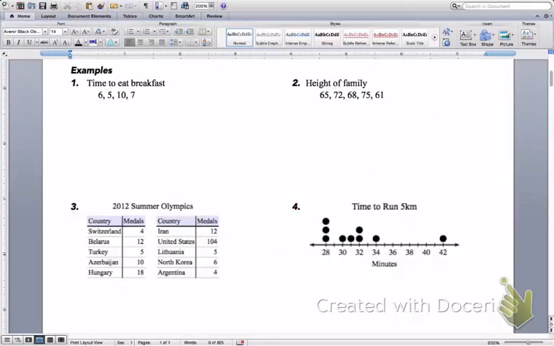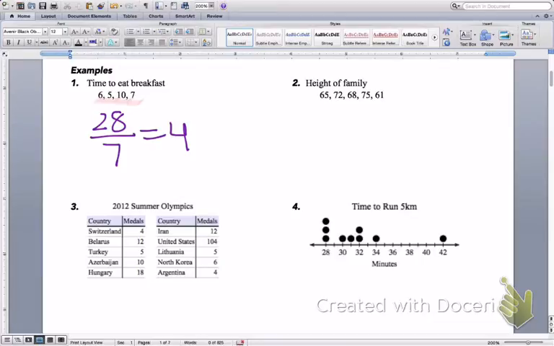Let's look at the first example, which is the time it takes four people to eat breakfast. We have 6, 5, 10, and 7. We add 6 plus 5 plus 10 plus 7. That gives me the total of 28. I'm going to write down 28 is my sum. And I'm going to divide it by 4 because we have 4 numbers: 1, 2, 3, and 4. So we have 4 numbers, 6, 5, 10, and 7. I'm going to divide by 4, and I'm going to use the fraction to indicate division. I'm not going to use the division sign. So 28 divided by 4 is going to give me 7 as my average time it takes to eat breakfast, based on the data I have.